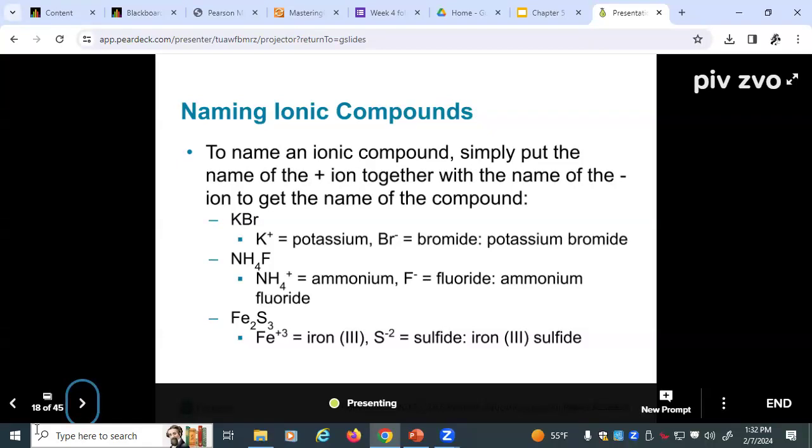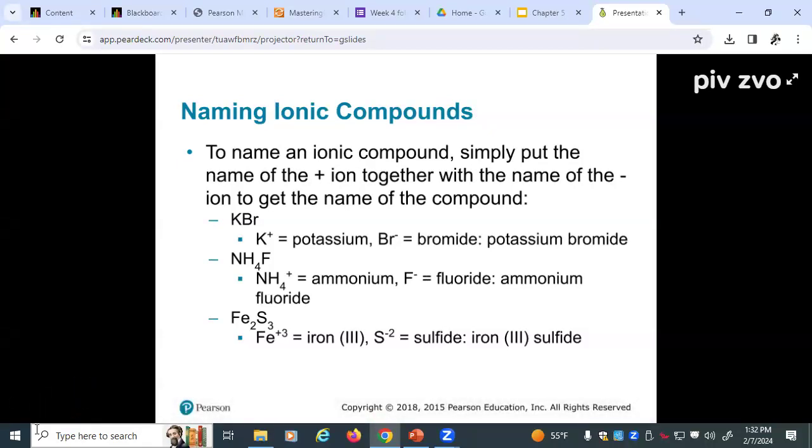So now we just put it together. To name an ionic compound, we put together the name of the cation and the name of the anion. So if I have a compound like KBr, I look at K, okay, K is an alkali metal, it is in the first group, it always is +1 in charge, so it's potassium. I look at Br, Br is an element by itself, bromine turns into bromide, the name of the compound, put them together, potassium bromide.